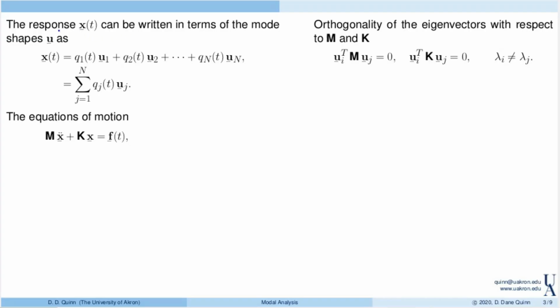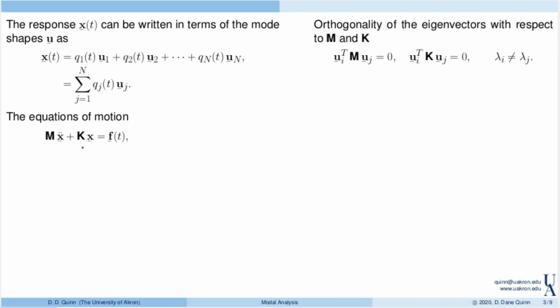So we'll remember a couple of things. These mode shapes, the u's, which are eigenvectors, are linearly independent, and there are n of them. So any response can be written in terms of these mode shapes. Here x is the response, and then these q's are the modal coordinates. Essentially they're functions of time. So anything can be written in terms of linearly independent basis directions.